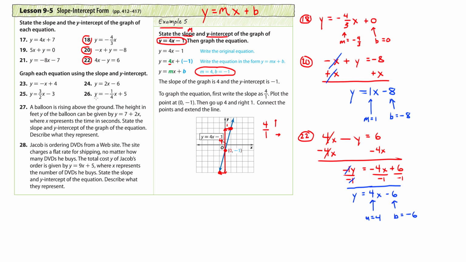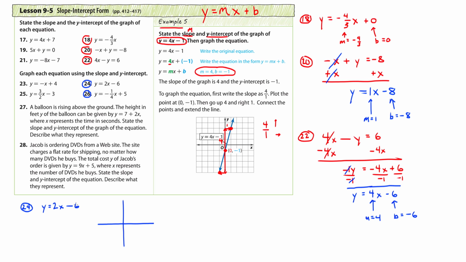Let's take a look at a couple of these. Let's do these two even ones here, 24 and 26. So if we look at 24, we're asked to graph them using the slope and the y-intercept. They are both in slope-intercept form, so these should be pretty straightforward to graph. I'm going to freehand my graph, so bear with me on that. But y equals 2x minus 6. So the first step of graphing is to identify the slope and the y-intercept. I'm not going to write these down, but the slope is 2 and the y-intercept is negative 6.